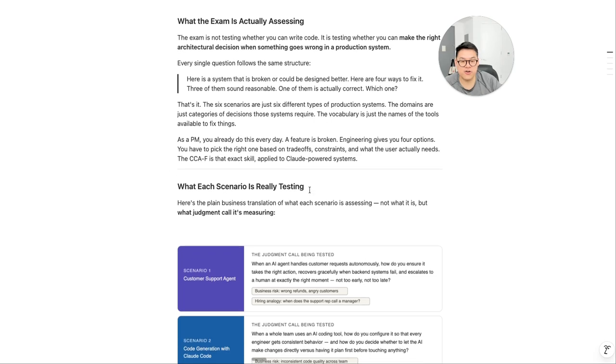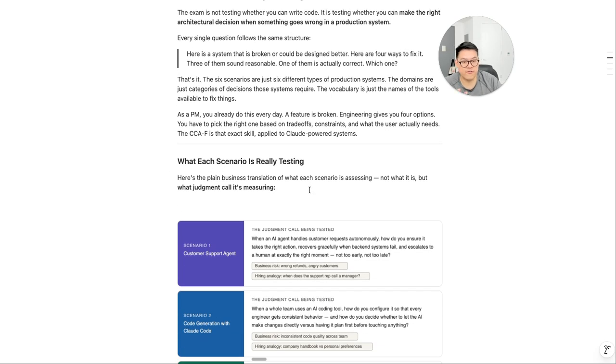The 6 scenarios are just 6 different types of production systems. The domains are just categories of decisions those systems require. The vocabulary is just the names of the tools available to fix things. As a product manager, you already do this every single day. A feature is broken. Engineering gives you 4 options. You have to pick the right one based upon trade-offs, constraints, and what the user actually wants. That's it. Why the fuck didn't anybody just say that?